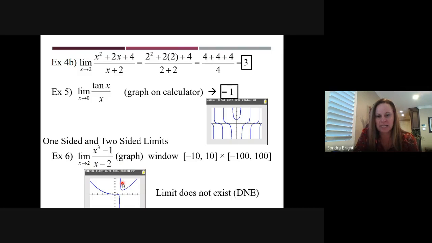Let's see if I did that notation. Nope, I did not. Okay, so because the limit from the left is not equal to the limit from the right, we say the limit does not exist. You need to be going in the same direction from the left and from the right for the limit to exist. So because these are going in opposite directions, we say the limit does not exist.